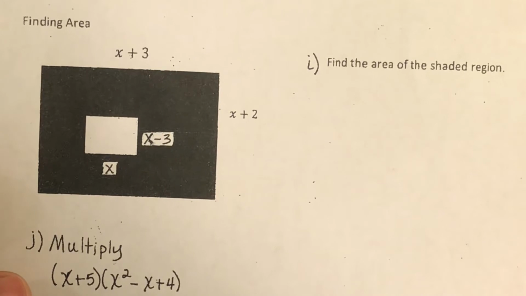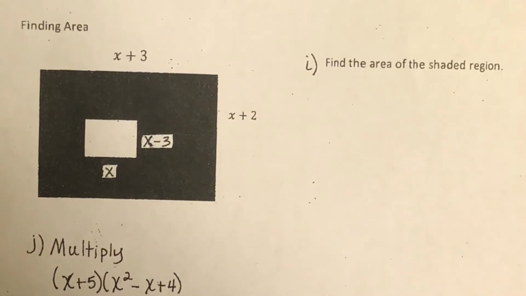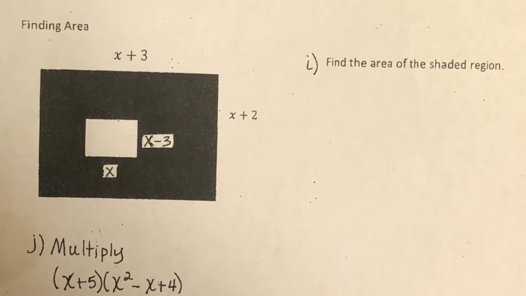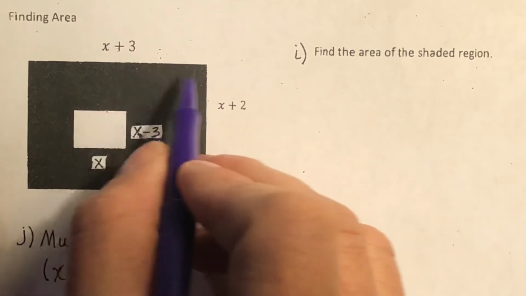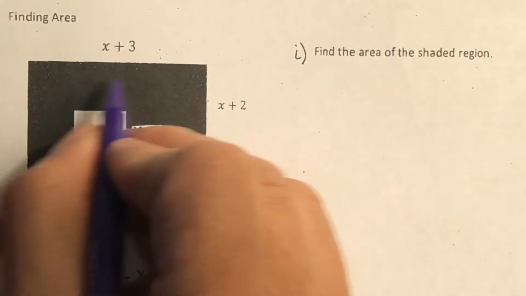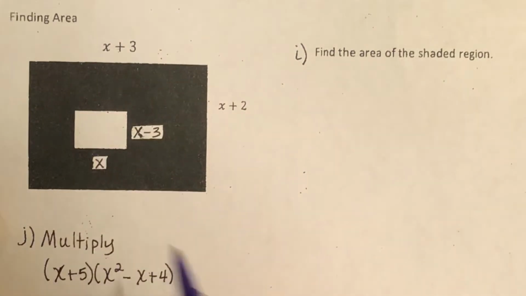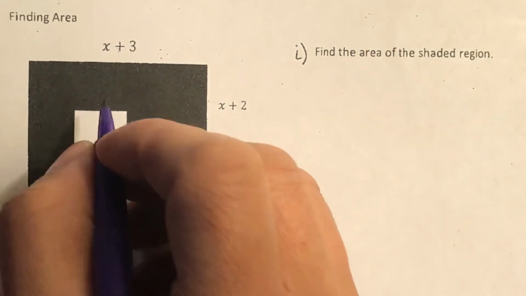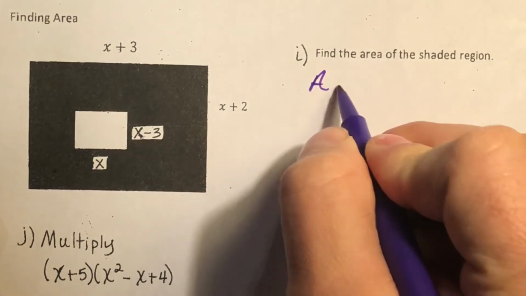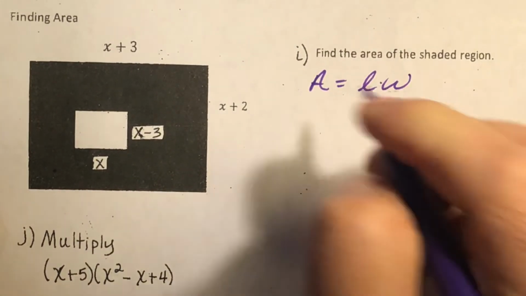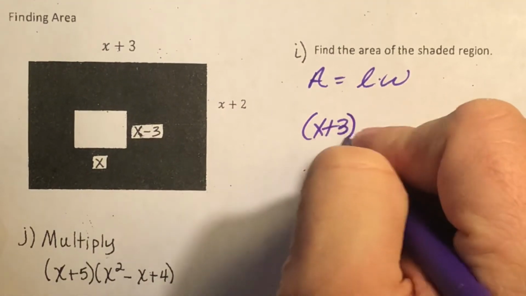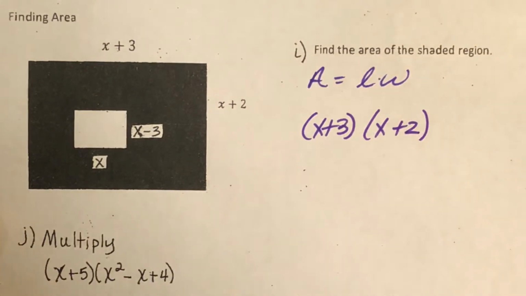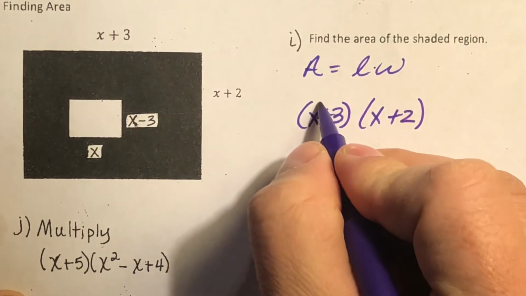We do a lot of story problems with multiplying binomials and finding areas and things like that. So for this one right here, it says find the area of the shaded region. If I think about this as a whole, to find the area of the whole black rectangle, I'm going to multiply length times width, because the area equals length times width. So I'm going to multiply x plus 3 times x plus 2.